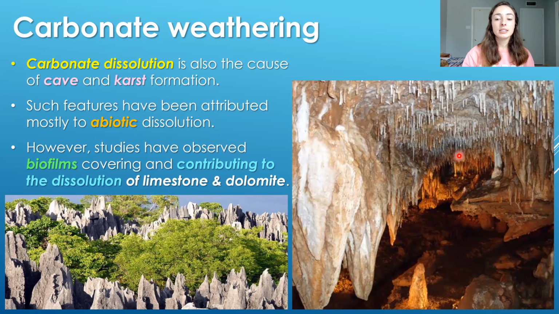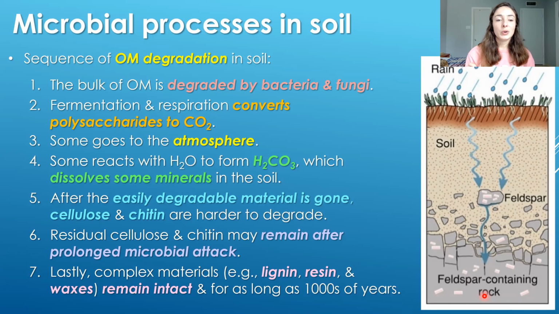But moving now to microbial processes in soil. So the main process we'll talk about for soils is OM, or organic matter degradation. Organic matter degradation happens in a sequence in soil, and this sequence starts with the bulk of organic matter being degraded by bacteria and fungi. And this is done by fermentation and respiration by these microorganisms that converts the polysaccharides, or carbon sugars, in the organic matter in the soil to carbon dioxide. This carbon dioxide gets split up. Some of it goes into the atmosphere and some of it reacts with the water within or running through the soil to form carbonic acid.